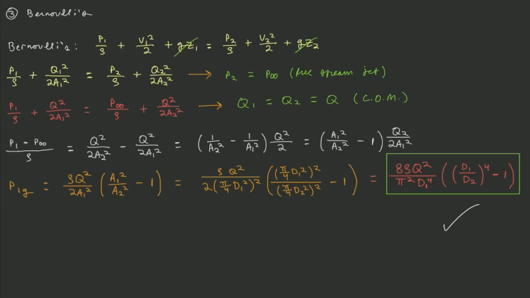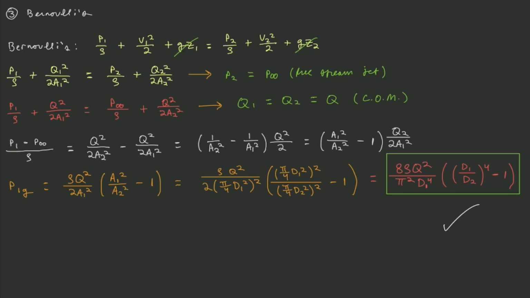And what we can do is solve for P1 minus P infinity over rho. What is P1 minus P infinity? P1 minus P infinity is the gauge pressure at point 1. It is the pressure relative to atmosphere or relative to ambient at point 1. That's exactly what we're looking for. So P1 minus P infinity is P1G, or the gauge pressure at point 1. Now all we have to do is simplify and solve for P1G.